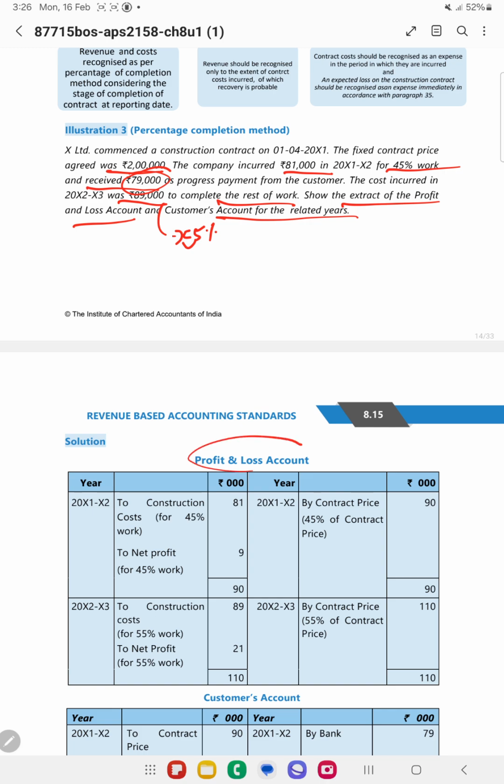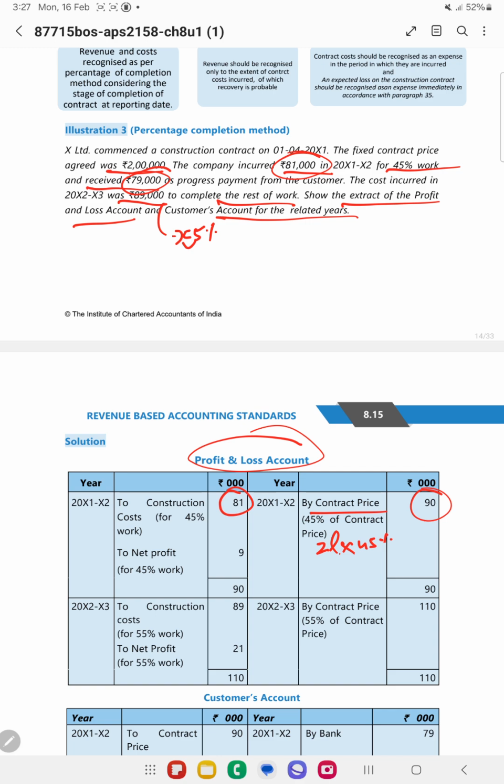So now in the profit and loss account, basically the contract price, so revenue is how much? So basically 2 lakh into 45%, that is 90,000, that is the contract price. So now what is the contract cost? Contract cost is how much? 81,000. So you recognize the 81,000 amount.